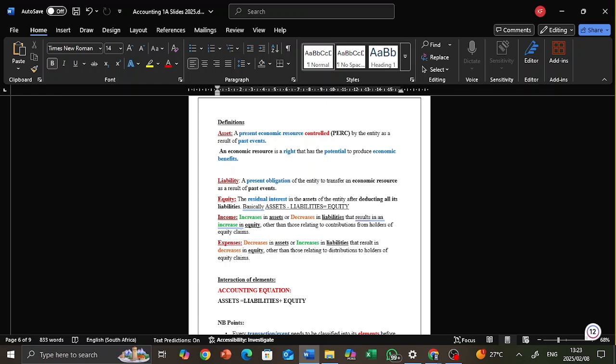Okay? Then we move on to equity. Equity is another important financial element amongst assets and liabilities. And just a recap, these elements are found in your statement of financial position.